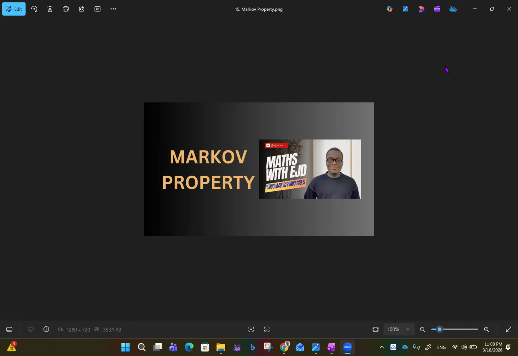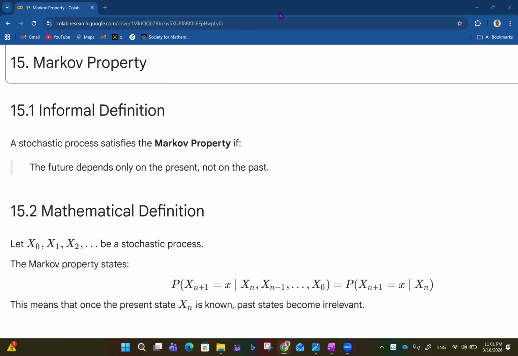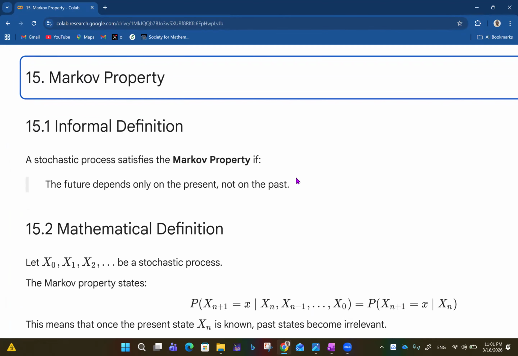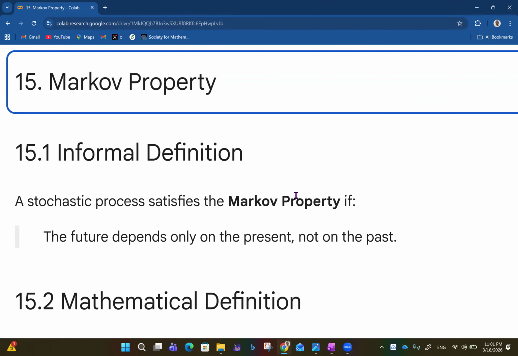In the next set of videos, we consider discrete Markov chains. And the first video on that is about the Markov property. First we start with the informal definition of the Markov property. We see that a stochastic process satisfies the Markov property if the future depends only on the present, not on the past. So basically, the future depends on the present, not on the past. It means what is going to happen at the next step is determined by what is happening right now. So that is the Markov property, basically.